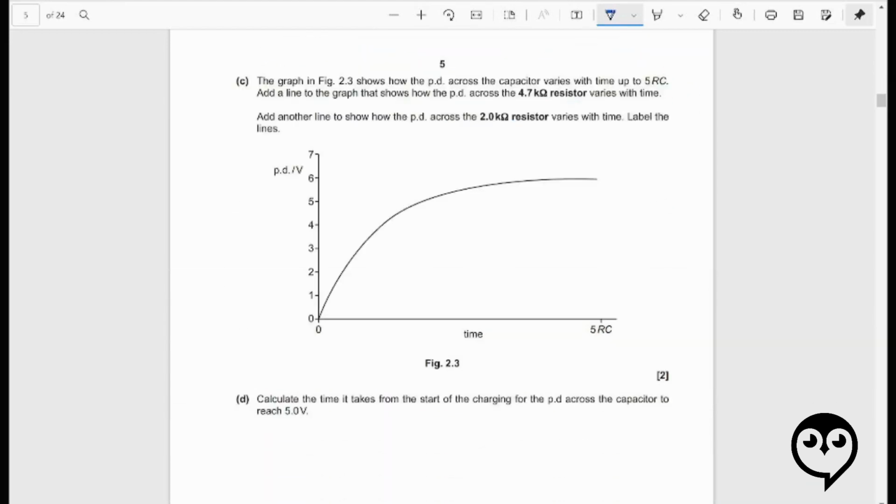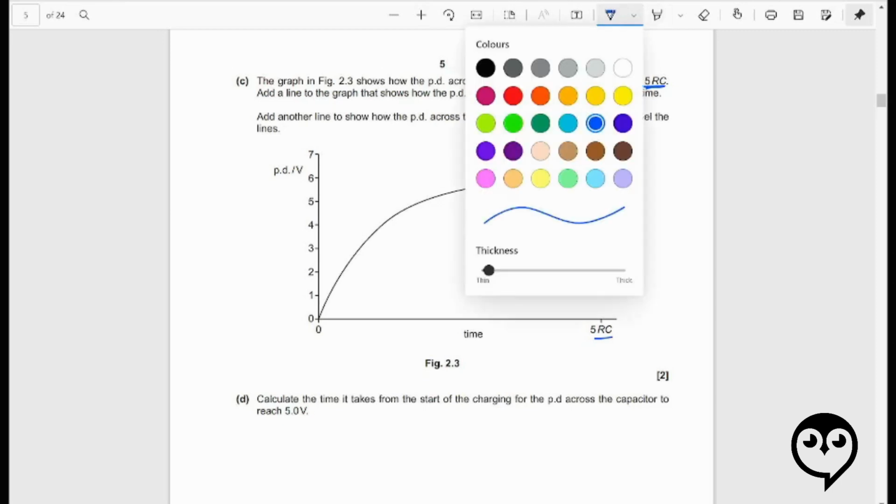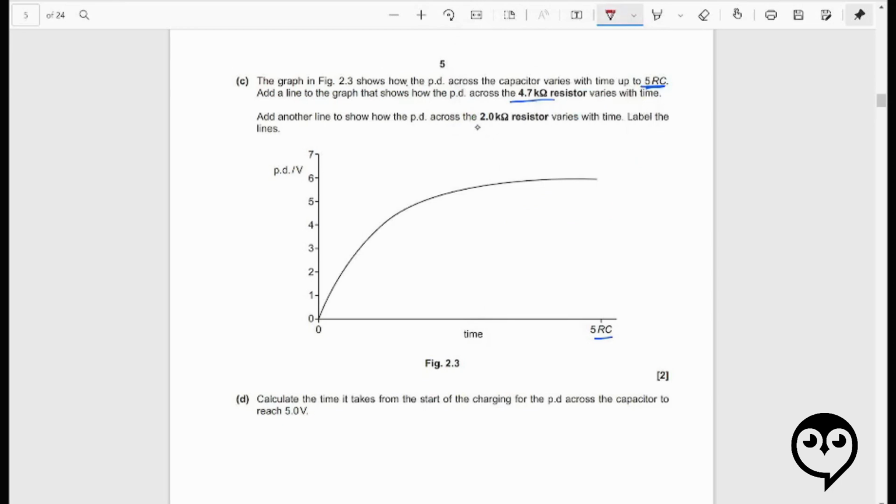Okay, so on to part C. We've got a graph here that shows the potential difference across the capacitor, and it goes up to 5 RC. Remember, RC is the time constant. We can talk about that. That's 5 time constants. Like you might talk about how many half-lives in a graph, and this is how many time constants. They want us to add a line for the 4.7 kilo ohm resistor, and if I can switch colors, for the 2 kilo ohm resistor.